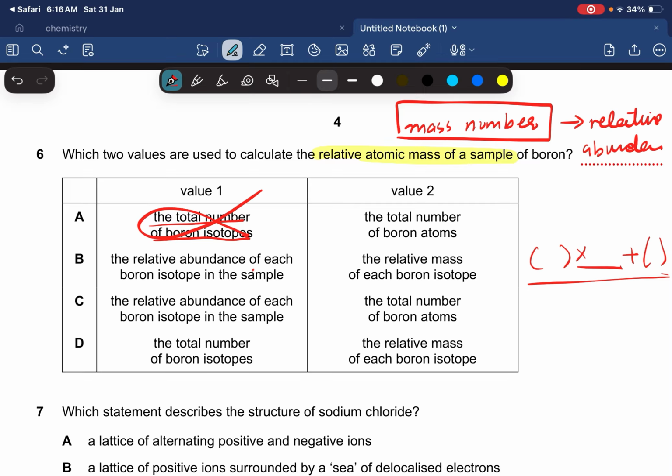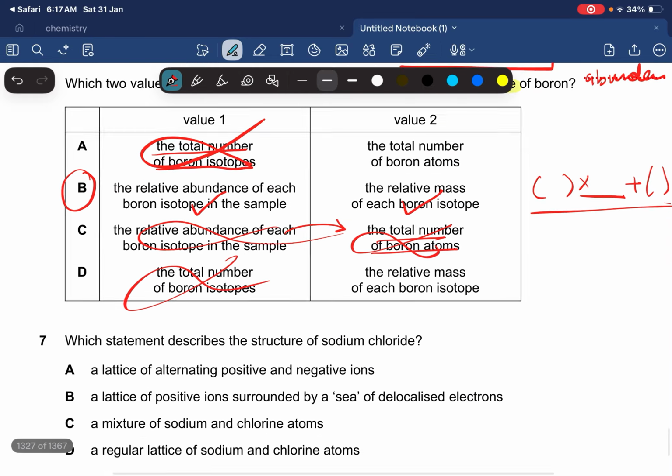The relative abundance of each boron isotope in the sample. The relative abundance, yeah, abundance is important. The relative mass of each boron isotope. Yeah, that's correct. You've got to have the abundance, you've got to have the mass, and you're going to calculate the relative atomic mass. The total number of boron atoms and the abundance, that's not needed. The total number of boron isotopes, no. So the answer is B.